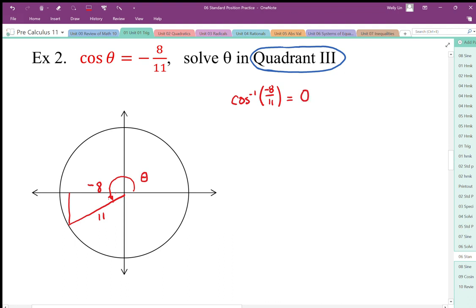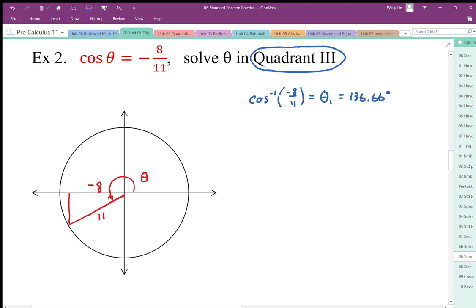1 angle. Actually, I'm going to just do this in a different color. Okay, so if I do the arc cos of negative 8 over 11, that gives me my theta 1. So I'm going to call the one for my calculator theta 1, and my calculator gives me a value of 136.66 degrees when I round that.